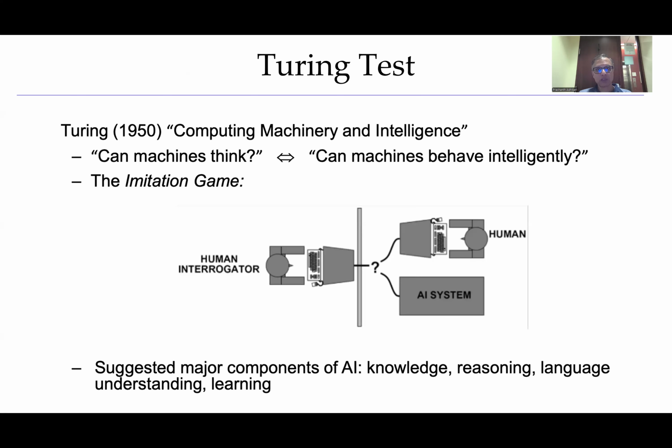So here's a cartoon that shows you have a human interrogator who's sitting in front of a keyboard. They're posing a series of questions, and then you have on the other side a human and a machine, and they respond to these questions. And if the human cannot tell the difference, that means that system has passed the Turing test.